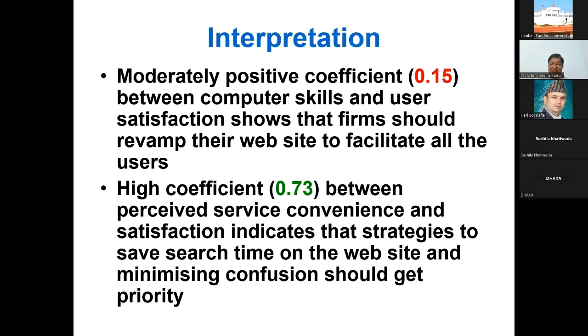How interpretation is more important in our hypothesis. A moderately positive coefficient between computer skills and user satisfaction shows that firms should revamp their website to facilitate all the users. A high coefficient between perceived service convenience and satisfaction indicates that strategies to save search time on the website and minimize confusion should get priority.